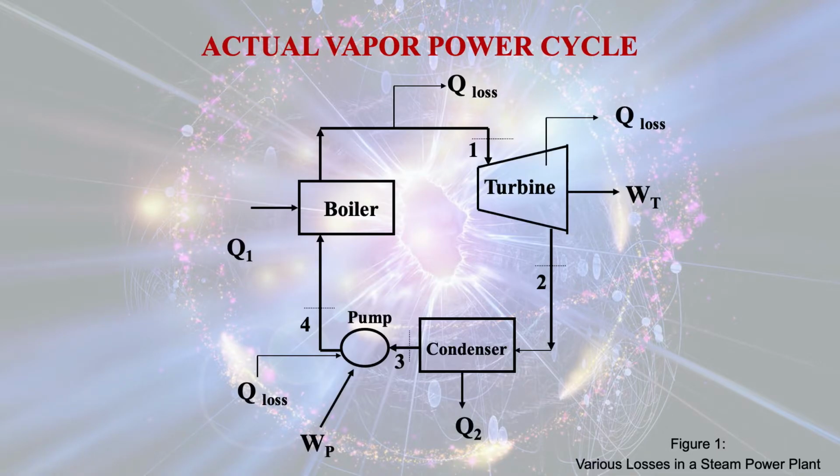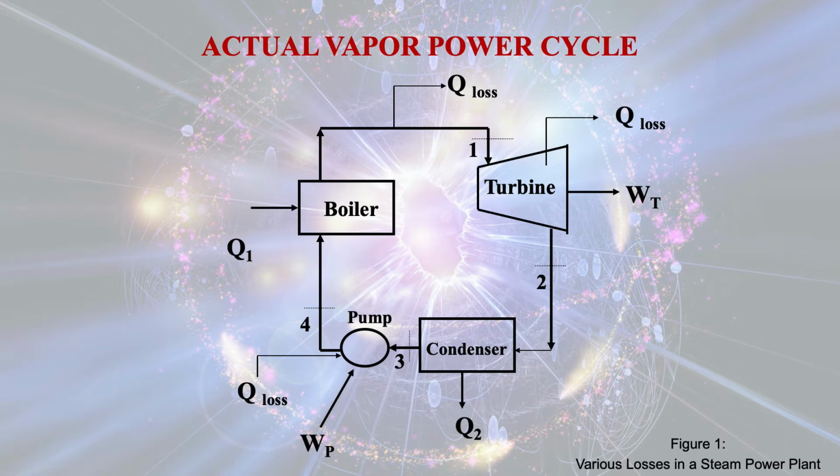This is the diagram for a steam power plant where you can see the various losses. There are 4 important components in a steam power plant: boiler, turbine, condenser and pump. The boiler produces high pressure, high temperature steam, and that steam enters the turbine, and in turn the turbine does the work WT. So WT is the work done by the turbine.